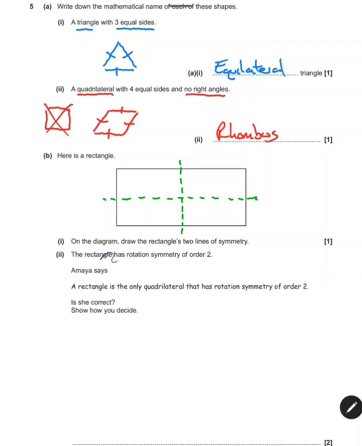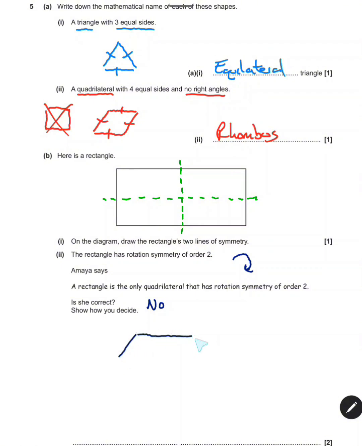Part 2, we've got someone saying the rectangle has rotation symmetry, so that's about spinning around, of order 2. And Maya says the rectangle is the only quadrilateral that has rotation symmetry of order 2. Is she correct? Well, no. They never correct these students when they say things.